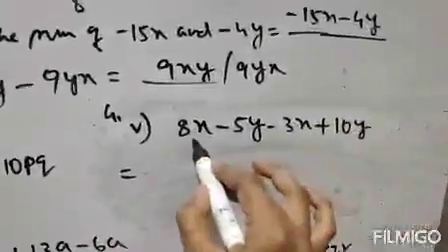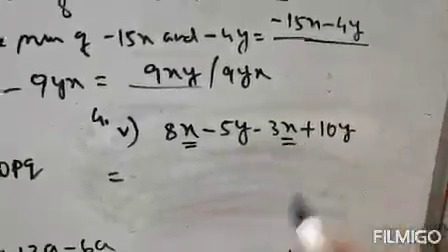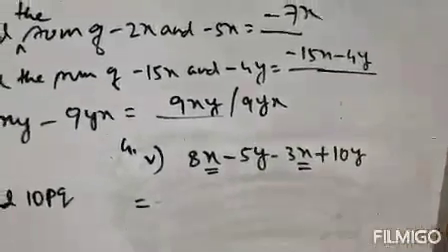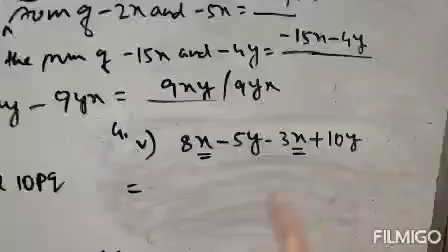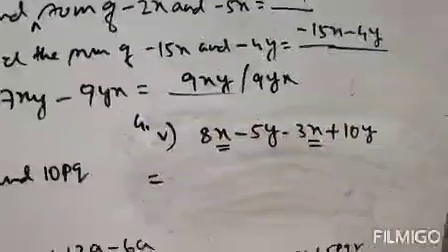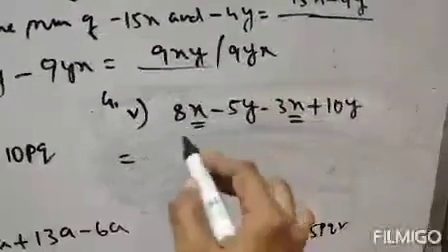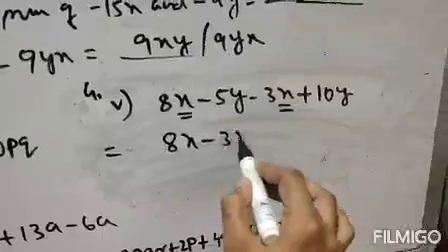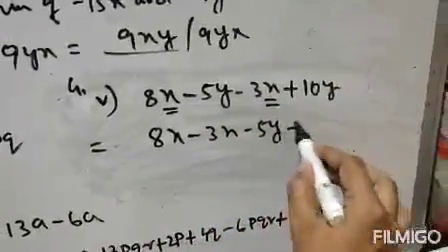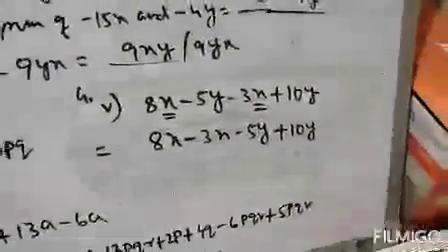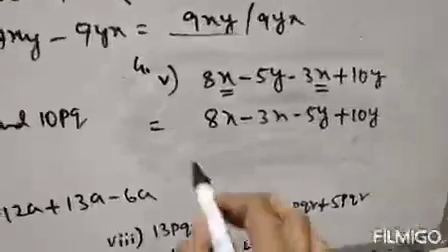Now see here, the coefficient is x, here also the coefficient of x is x, and this one is also x. So all have the same coefficient. So we will arrange the same coefficients on the same side. So 8x minus 3x, and this is minus 5y, this is plus 10y. Now see, the same coefficients are arranged properly.